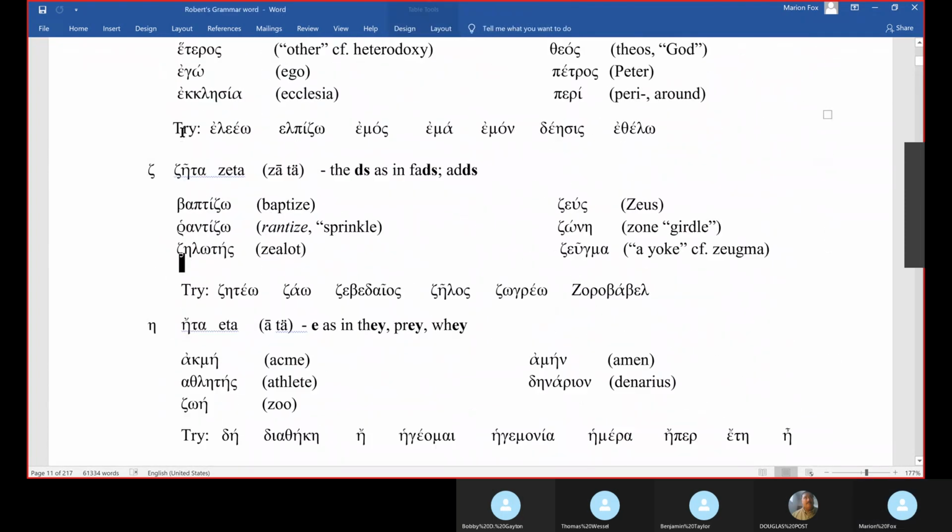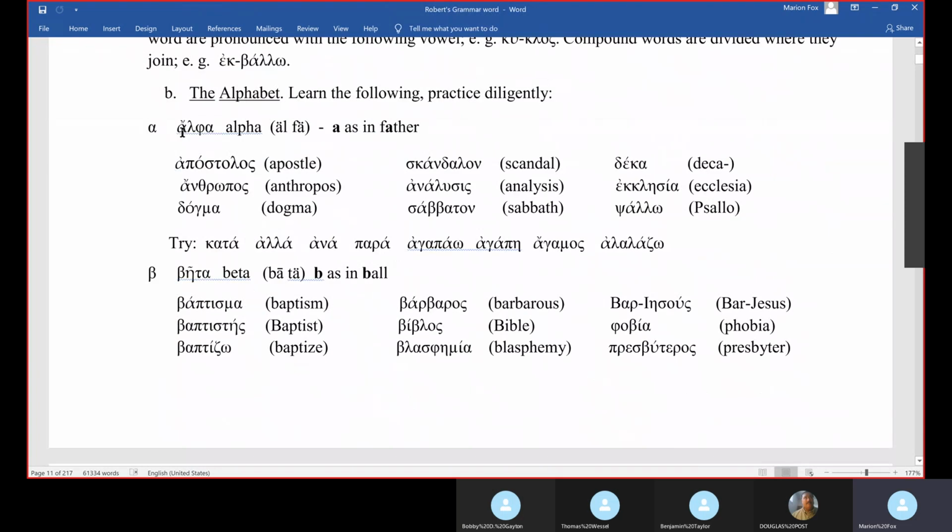So there is alpha. It's the A as in father. A as in father. Everyone got that? Alpha. It's pronounced like the ah in father. And we get it in words like apostolos, anthropos, dogma. See the alpha here, and the alpha here. There's an alpha here.